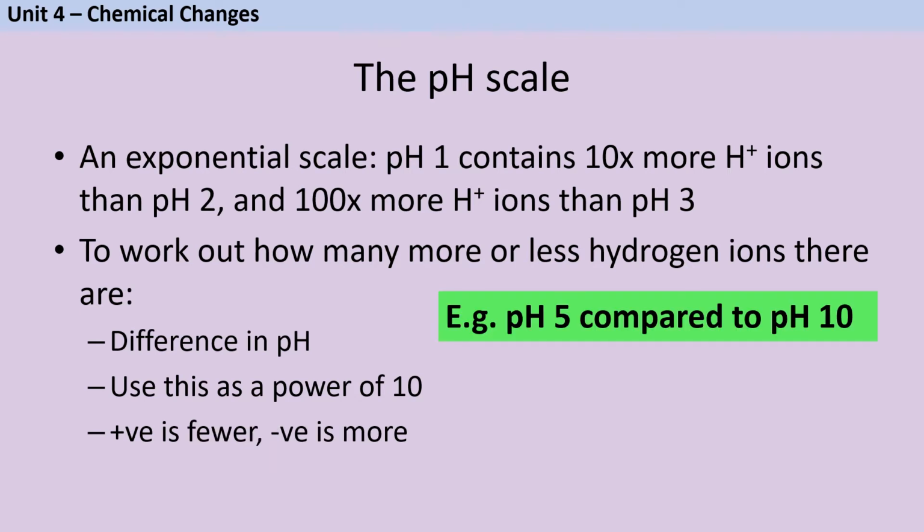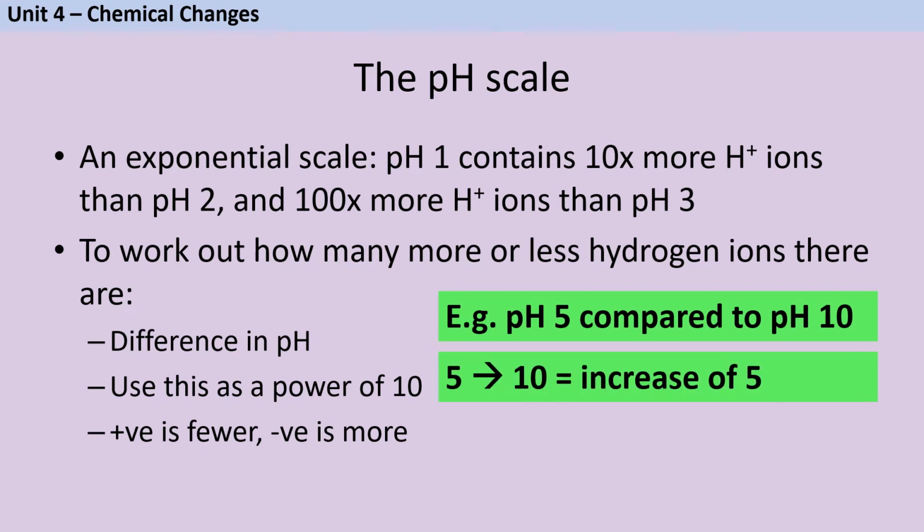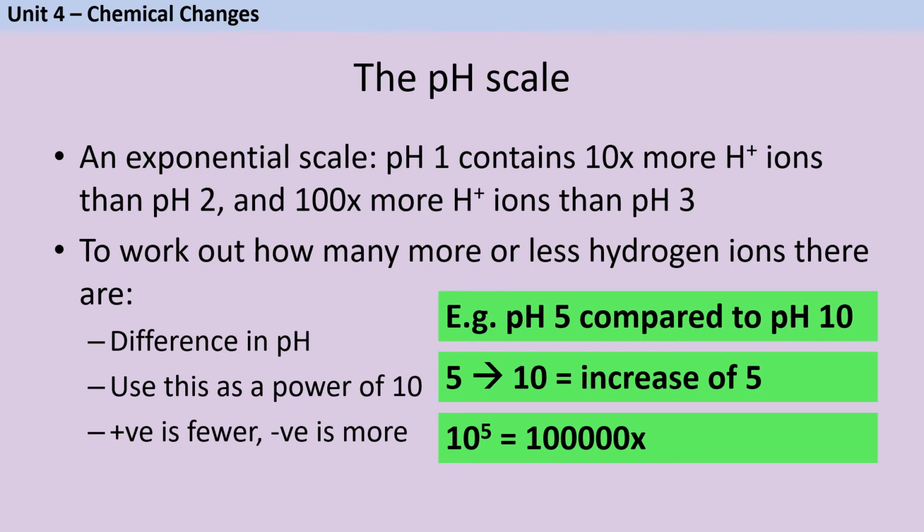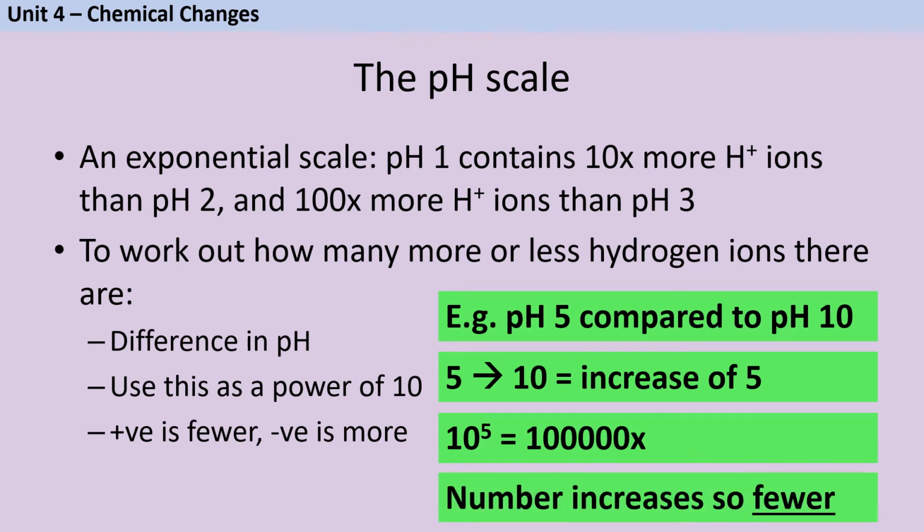Here's an example. Let's say I want to compare pH 5 to pH 10. 5 to 10 is an increase of 5. That means that the difference in the number of hydrogen ions is going to be 10 to the power of 5. So 10 times 10 times 10 times 10 times 10, which is 100,000. Because the pH is increasing, that means there are going to be fewer hydrogen ions.